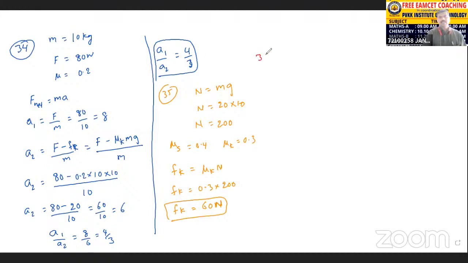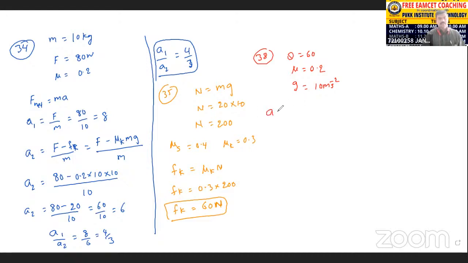Problem number 38. First of all, write the given data. Angle theta is equal to 60 degrees. Coefficient of friction mu is equal to 0.2. And G is equal to 10 meter per second square. So what do we find? Acceleration.